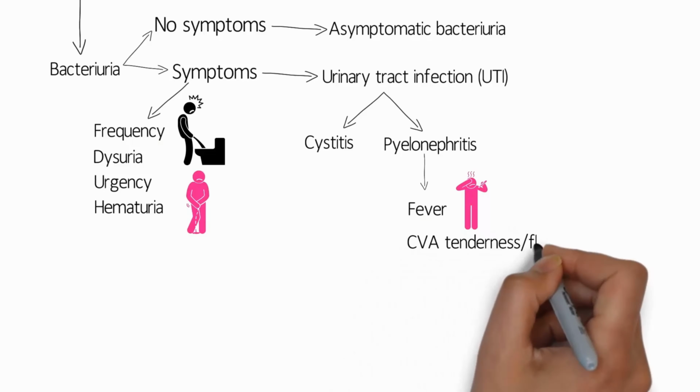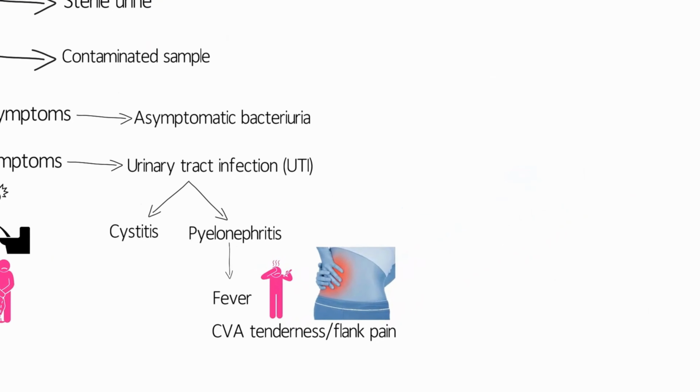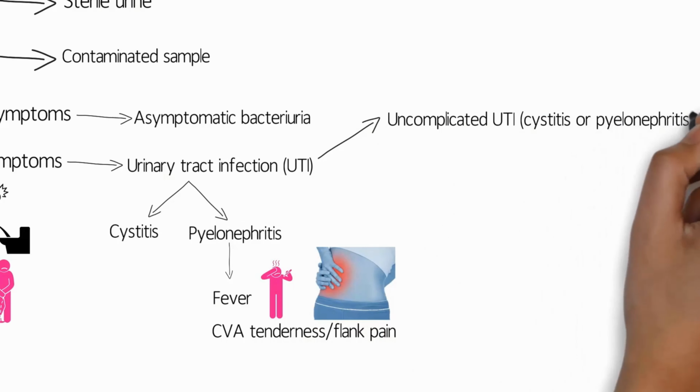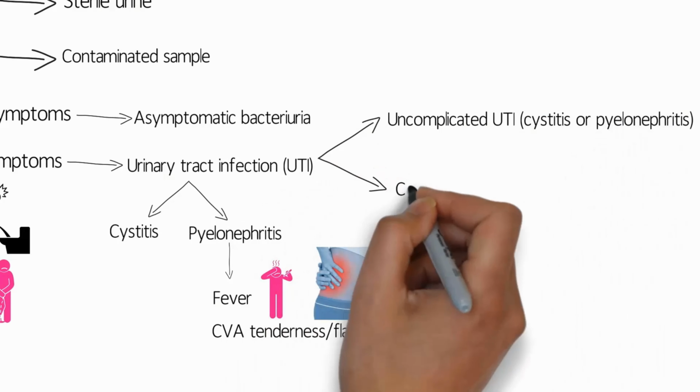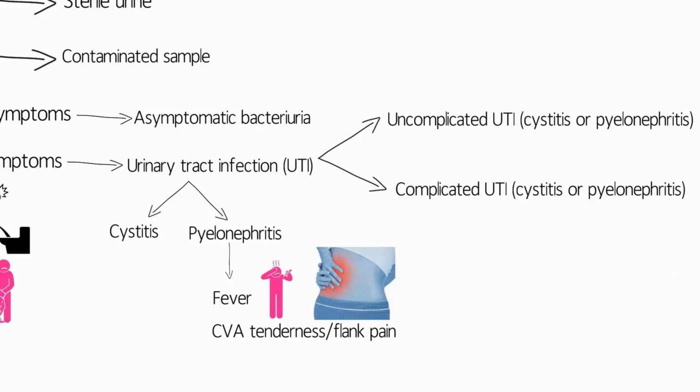CVA tenderness is detected during physical exam, typically by a physician as they tap on the back of the kidneys with their fingers. UTIs can also be considered uncomplicated or complicated. For example, there's uncomplicated cystitis or there is complicated cystitis. Let's take a closer look.